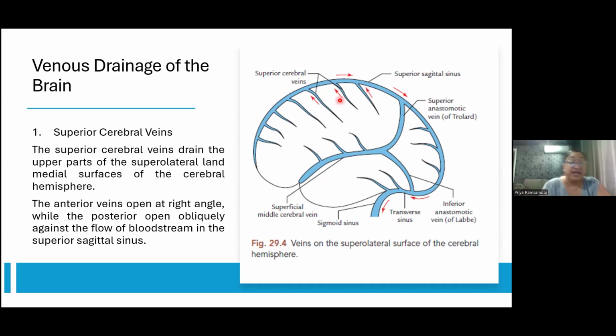Now, the anterior veins, they open at a right angle, while the posterior open obliquely against the flow of bloodstream in the superior sagittal sinus. And that makes sense, because what it does is that it helps to prevent the collapse by increasing your CSF pressure. Importantly, there's about 8 to 12 of your superior cerebral veins, and they pierce the arachnoid mass and traverse the subdural space to then enter the superior sagittal sinus, right? So keep this picture as we go along in your minds.